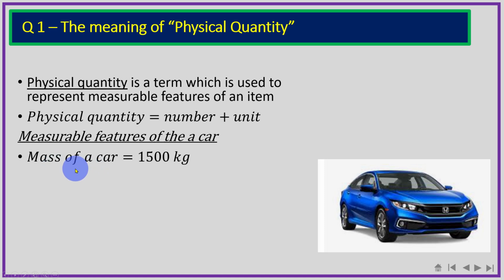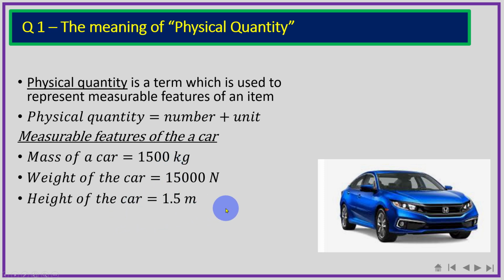So when we are looking at physical quantities, we've got to mention that feature of that particular item which can be measured. What else can we measure for this car? We can measure the weight of the car. Actually, this one can be measured directly, or it can be calculated or processed from the mass. We can also measure the height of this car from the ground to the topmost part of the car. We can measure the speed at which it is moving, say in kilometers per hour.